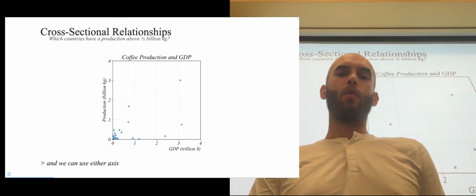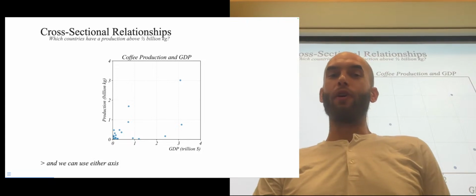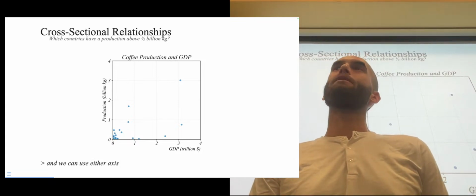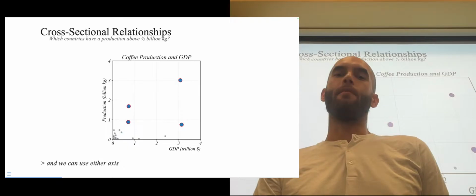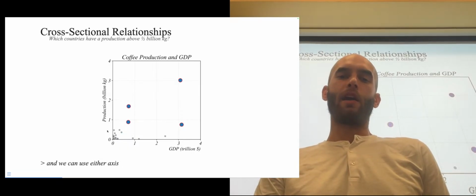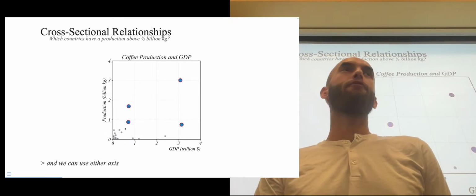So we said, how many countries are above 1/2 billion kilograms in production of coffee? And we can just identify that with a horizontal line at 1/2.